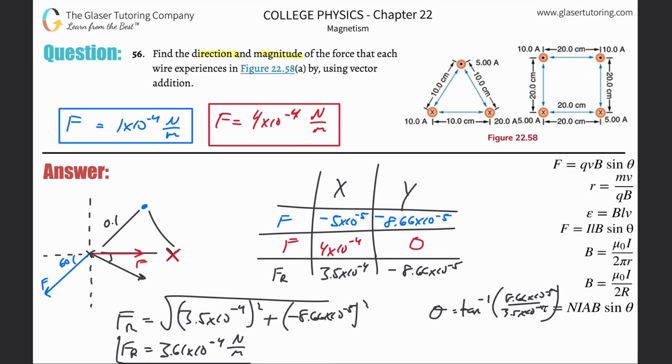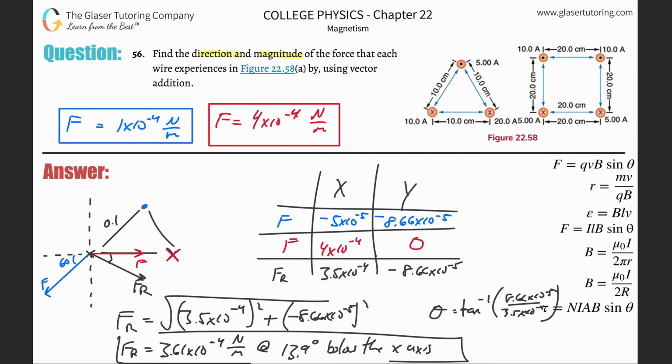So this right here, my friends who are still with me, is the resultant vector, and the angle there is 13.9. So here's the answer now: 13.9 degrees below the positive x-axis. And there's the answer. There you go. Now there's one more.